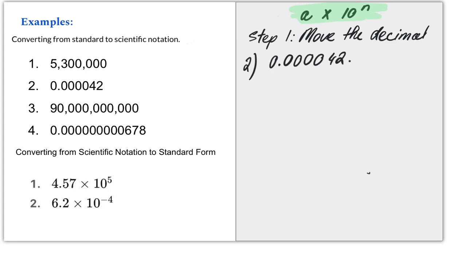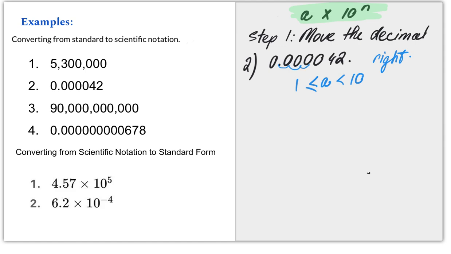Again, our first step will be move the decimal, and what we're looking for is the A is going to be less than 10 and greater than or equal to 1. So I'm going to move the decimal as many times as it takes until I reach a number that is less than 10 and greater than or equal to 1. Notice that I'm moving towards the right, because this is a number that is less than 1.